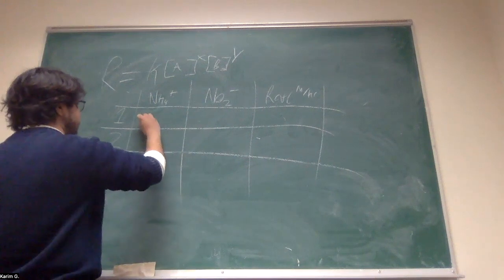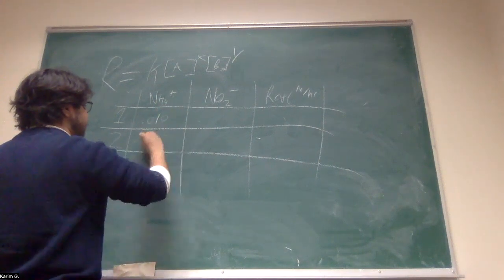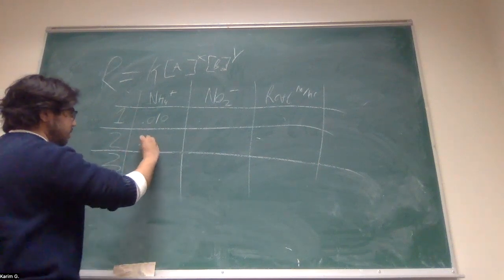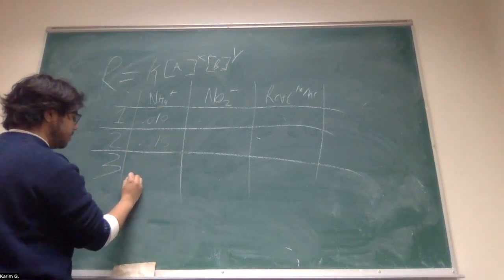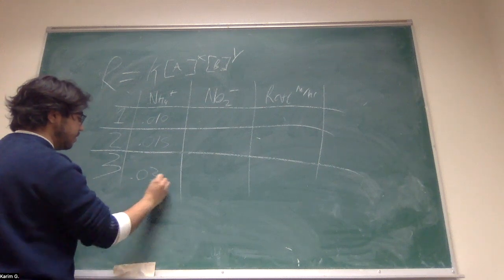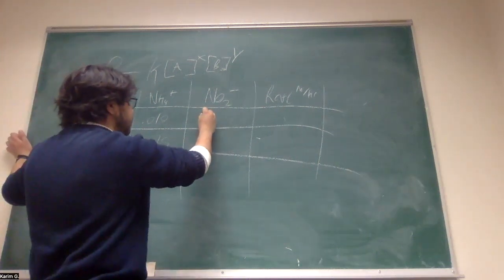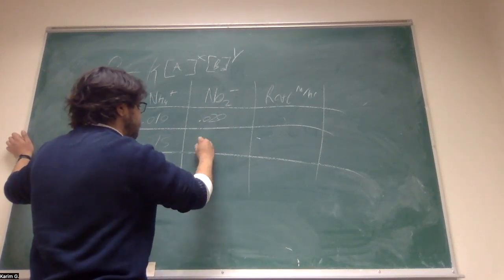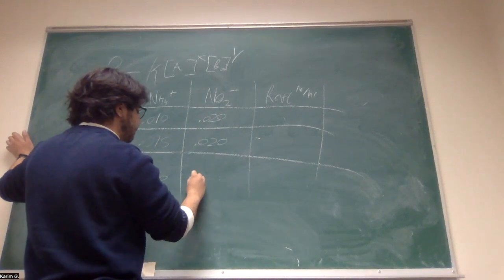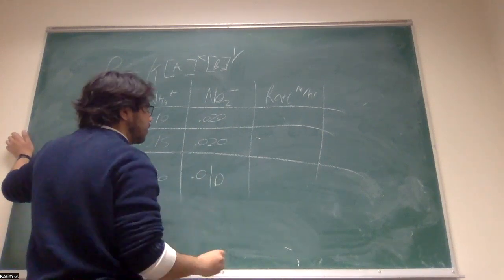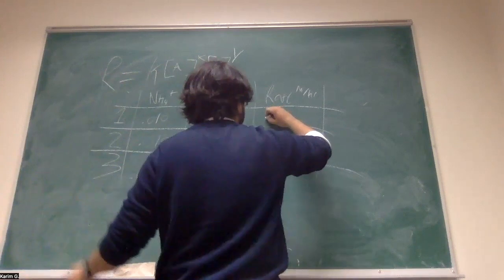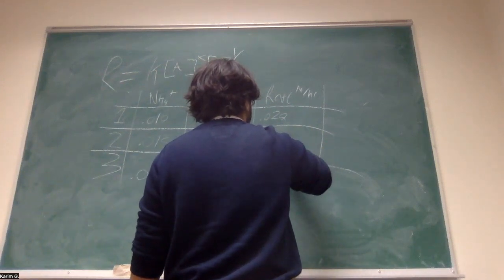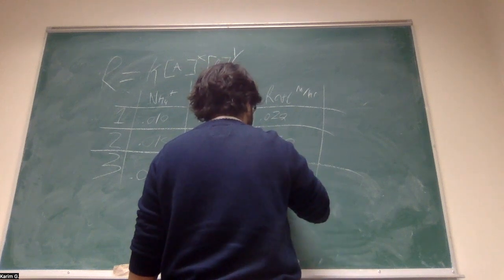So here we're given 0.010. The next one is what? 0.015. Next one, 0.030. Okay, what about this one? 0.020. Okay. 0.020. And 0.010. Okay. And then the rates? 0.020. Okay. 0.030. Okay. 0.015.